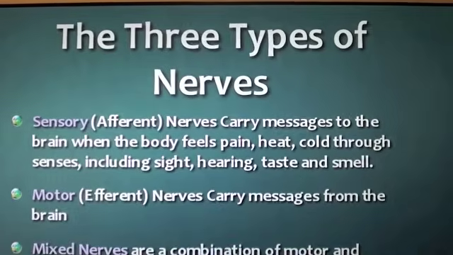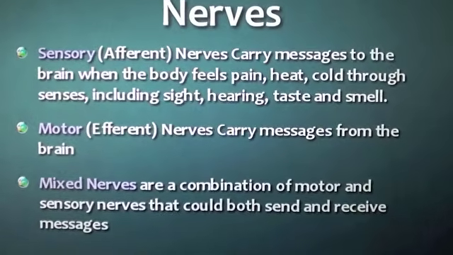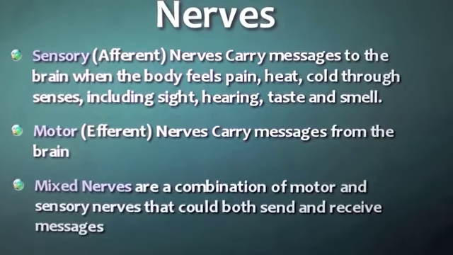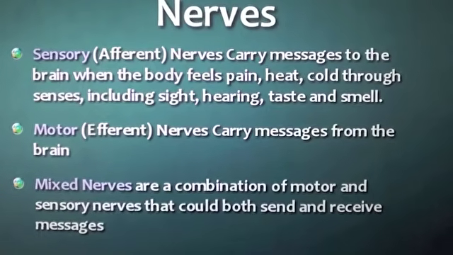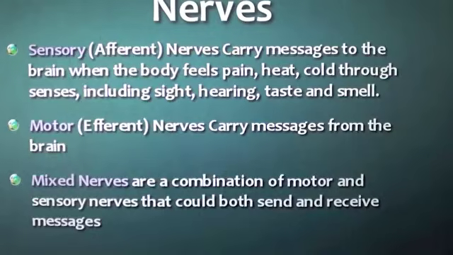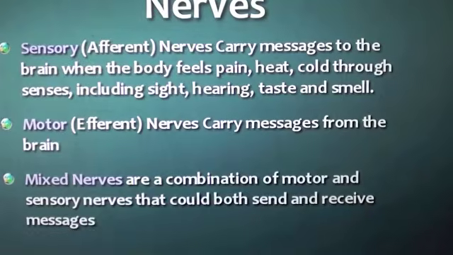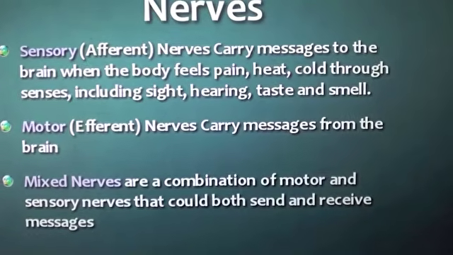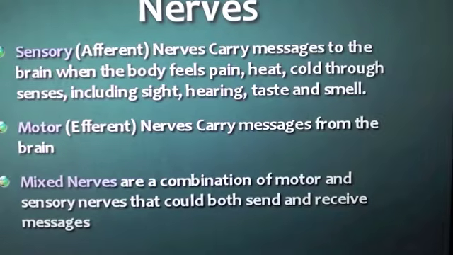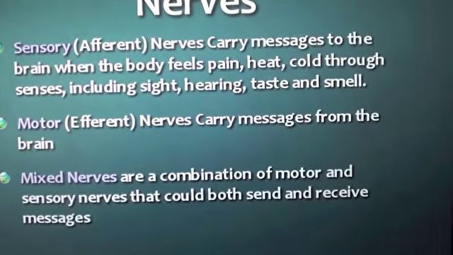The 3 types of nerves are sensory, motor, and mixed nerves. Sensory, afferent nerves carry messages to the brain when the body feels pain, heat, cold through senses, including sight, hearing, taste, and smell. Motor efferent nerves carry messages from the brain. Mixed nerves are a combination of motor and sensory nerves that could both send and receive messages.